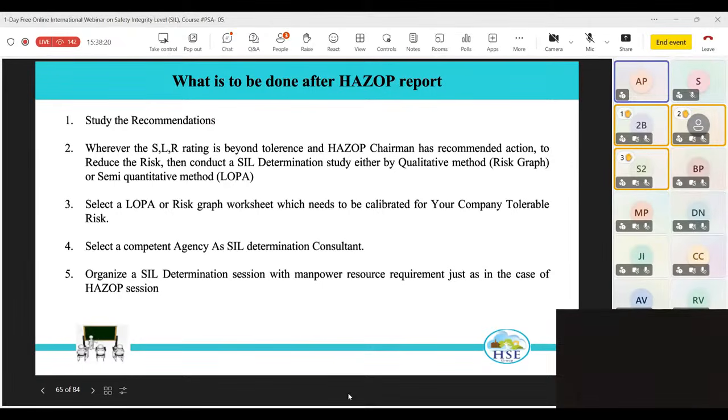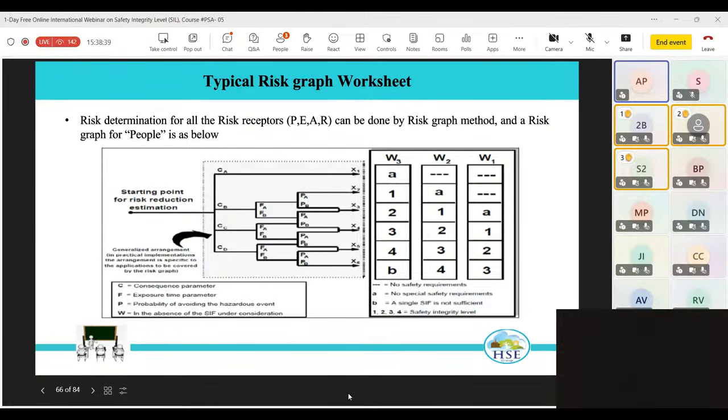But before that, let me show you, if that company has a standard method of doing a qualitative risk analysis, that means a risk graph, then how to do it. Okay, just give me 2 minutes. I will just study this particular risk graph and then I'll explain it to you in detail. Just study it for 5 minutes.